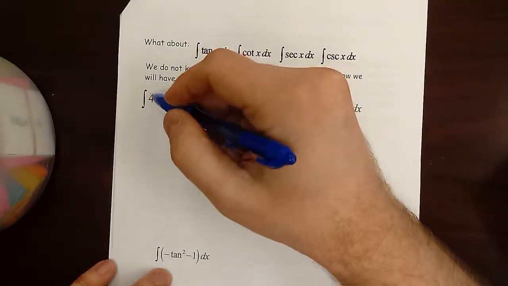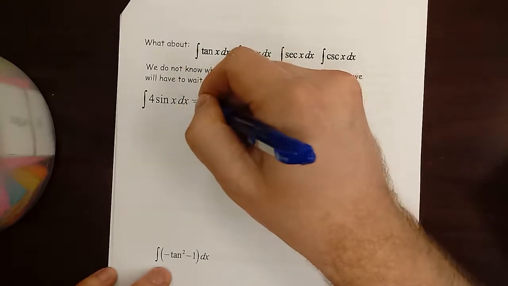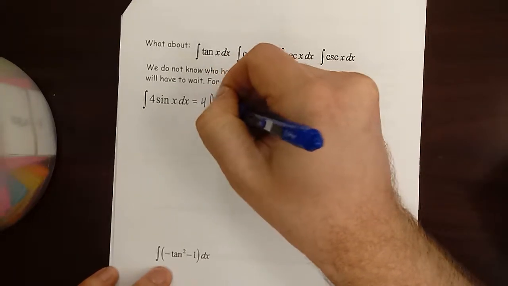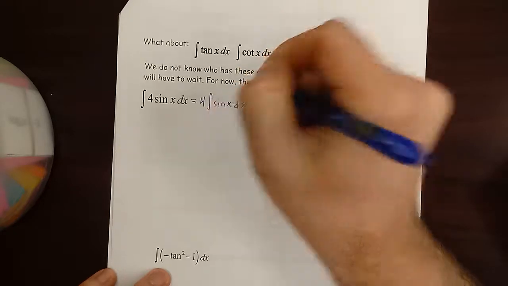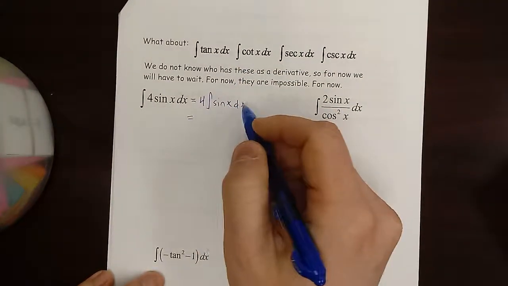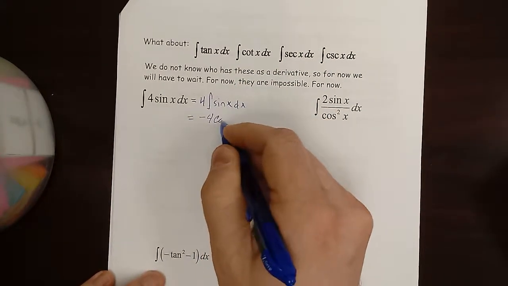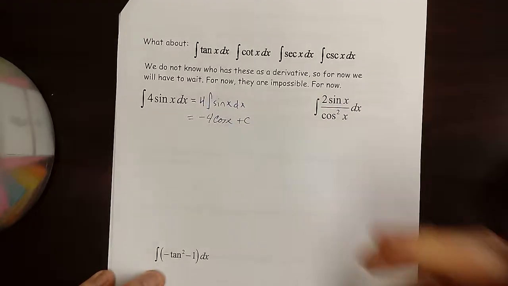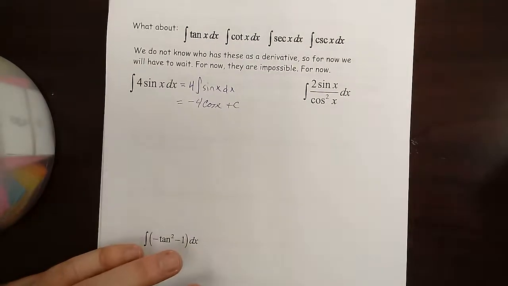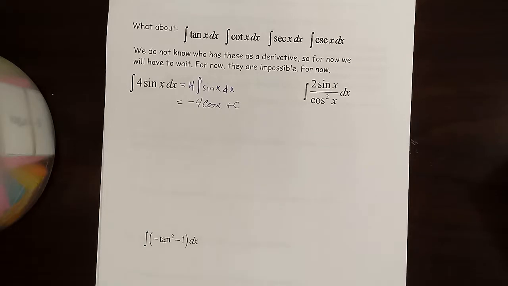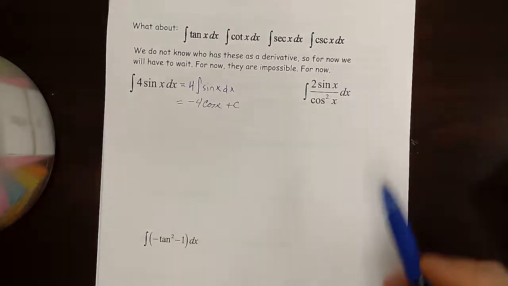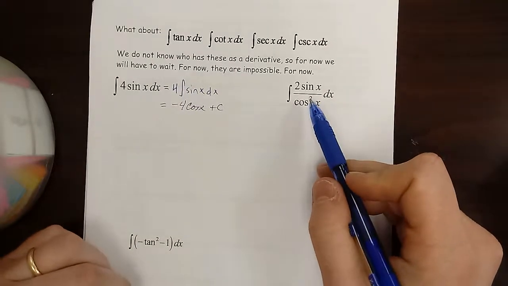So let's see. The integral of 4 sine of x dx, that's the same as saying 4 times the integral of sine x dx. And of course, the integral of sine is negative cosine, so this is negative 4 cosine x plus c. Sorry, I had to pause for a second. So there we go.